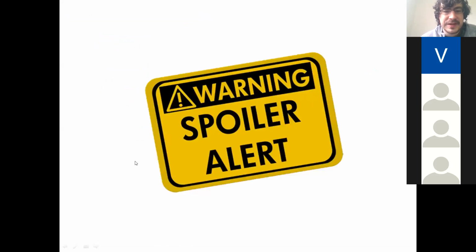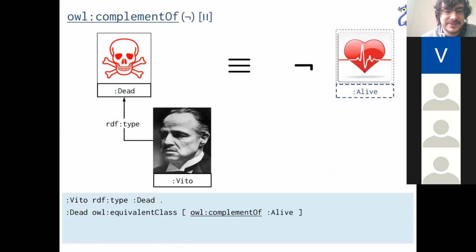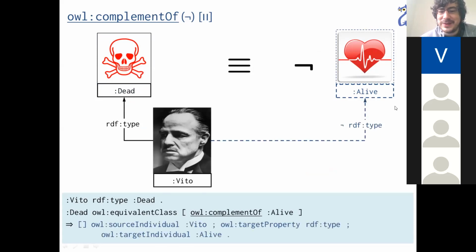Okay. Spoiler alert for those who haven't seen The Godfather. Vito is dead. What can we infer from this? You've all seen The Godfather anyways, I'm sure, no? Hopefully. We can infer that Vito was not alive. So we can infer in both directions here based on this equivalence. Again, it works in both directions.